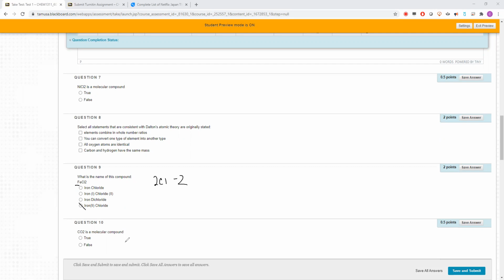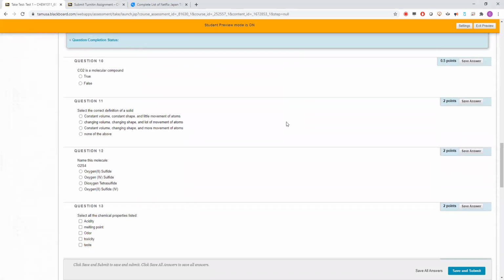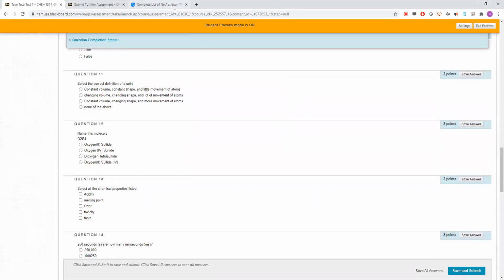Number 10 down here, CO2 is a molecular compound, carbon and oxygen, both nonmetals. That'll make this molecular, so true. 11, what's the definition of a solid? So constant volume, constant shape, and low movements of atoms. That's a solid for us.